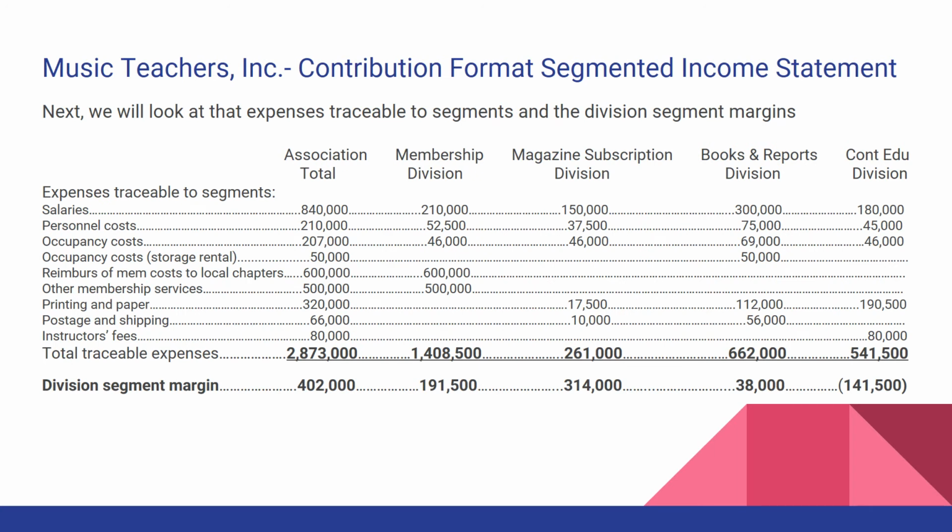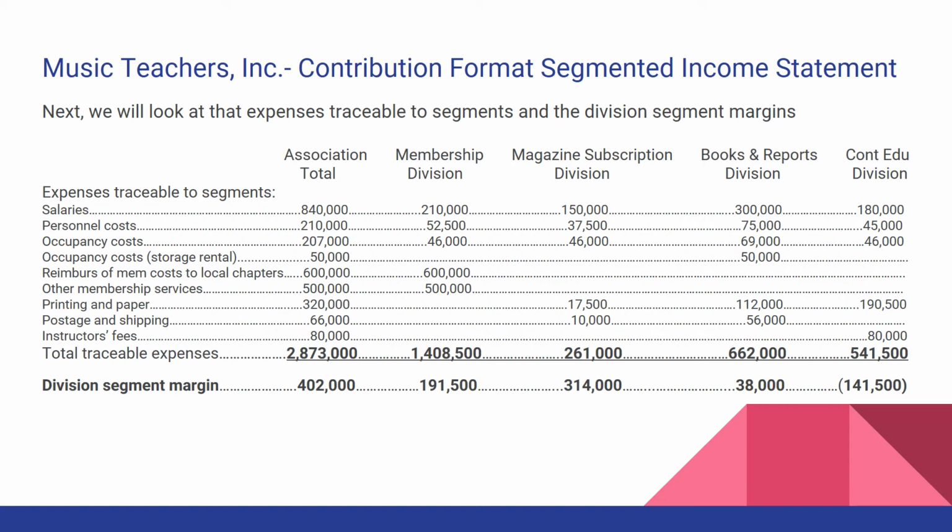All right, so next we're going to look at the traceable expenses to particular segments and to the division segment margins. So for salaries, we know that 840,000 of the 920,000 total for the year that was spent on salaries is traceable to specific segments. So based on the earlier data, we know 210,000 was the salary cost for membership division, 150,000 for magazine subscription, 300,000 for books and reports, and 180,000 for continuing education.